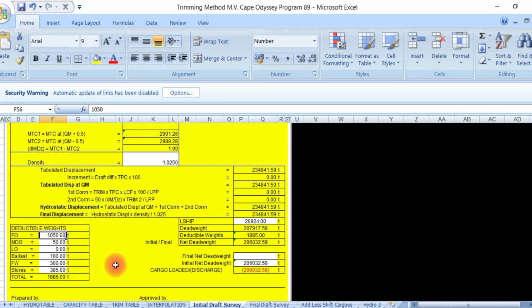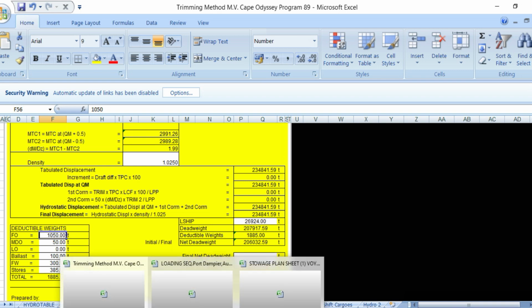Okay. So his total cargo on board is 206,032 metric tons. So he's over by about 32.6 metric tons. So that's good. It's not less of the amount, but just a little bit over. That's fine. So, okay, we proceed.